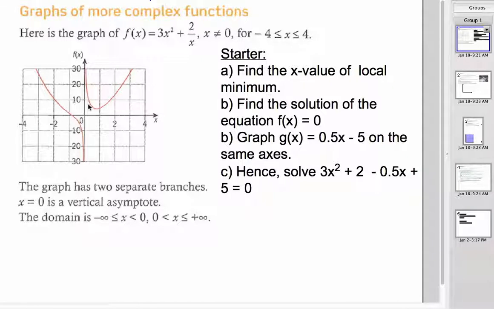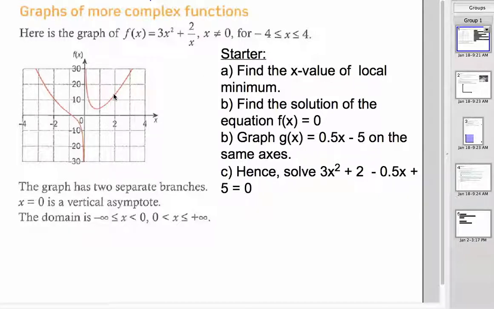So we take a look at this complex function here. We have an asymptote here at x equals 0, and you have basically two separate parts to this graph. One is right here on the left of the asymptote, and one's on the right of the asymptote. We are going to be first finding the x value of the local minimum.